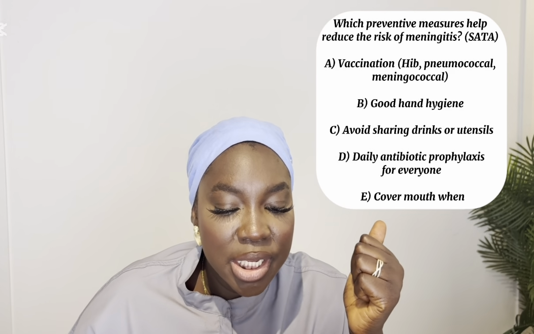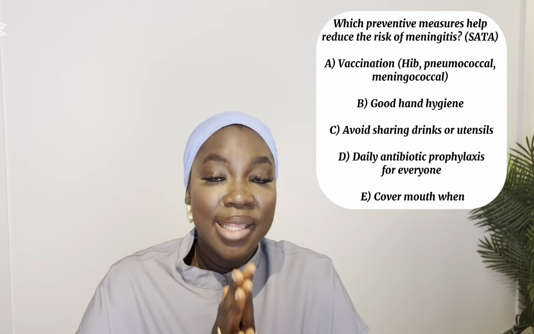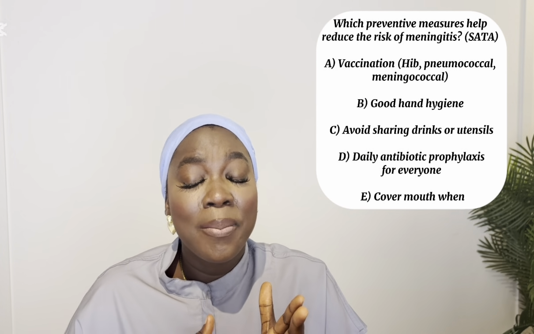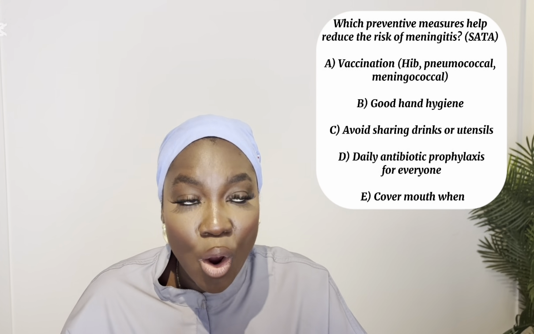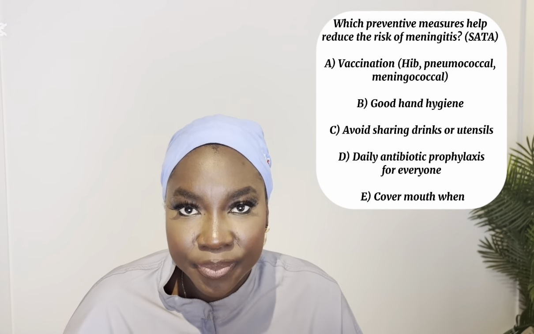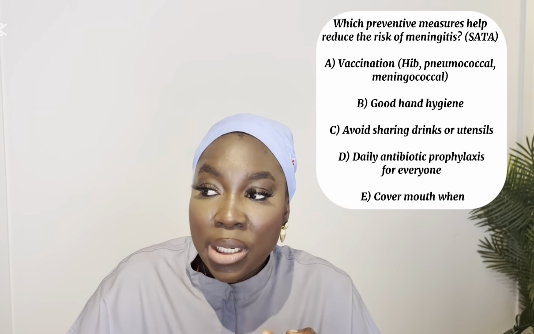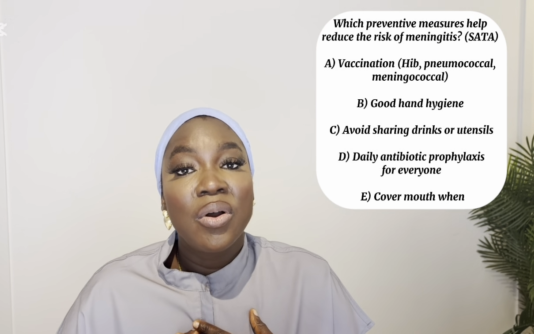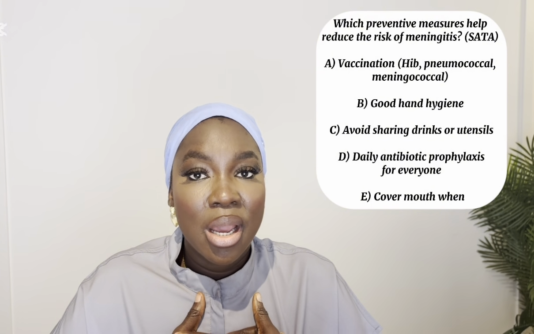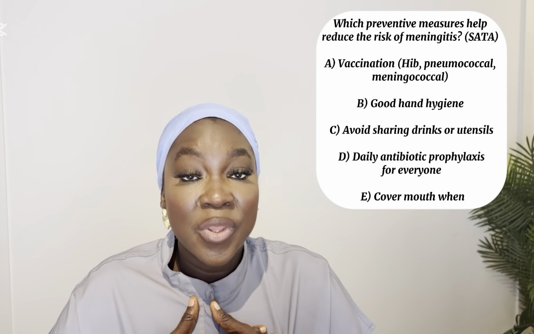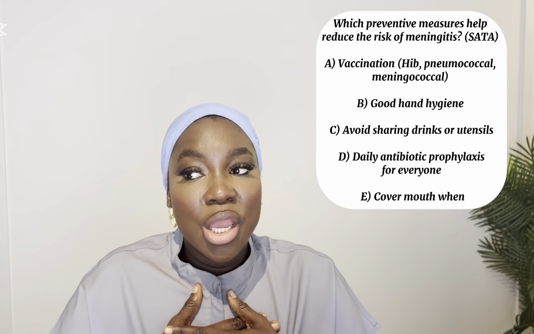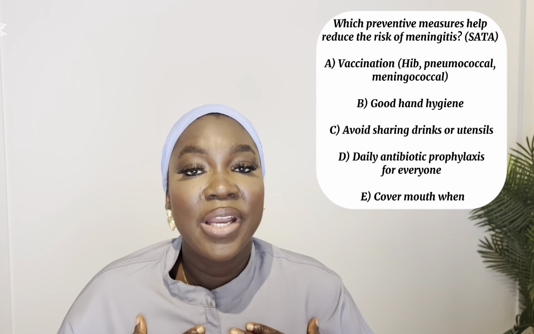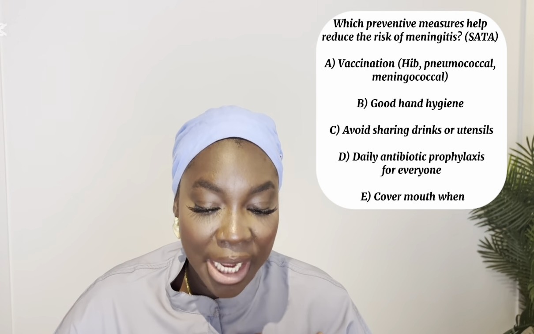Okay, now C, avoid sharing drinks and utensils. This is actually true because some types of bacteria that cause meningitis, like meningococcal bacteria, are spread through saliva or respiratory secretions. So when you share cups, straws, lipstick, or water bottles with someone that is carrying meningococcal bacteria, even if they are asymptomatic, if you take their cup to drink, you may be infected. So that is why this is actually true.